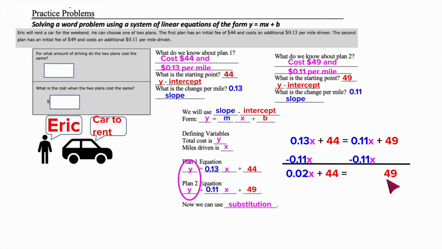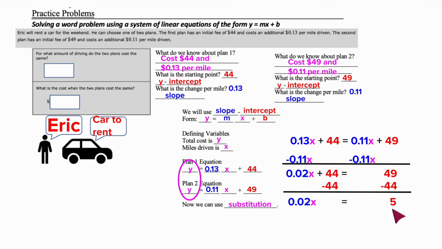And now I'm going to bring my $44 over because I'm trying to get x by itself. So now x is already on the left side, so I'm going to start moving everything over to the right side. So I'm going to subtract 44 because 44 minus 44 cancels. My 2 cents per mile comes down, and I have $5 here because 49 minus 44 is 5.